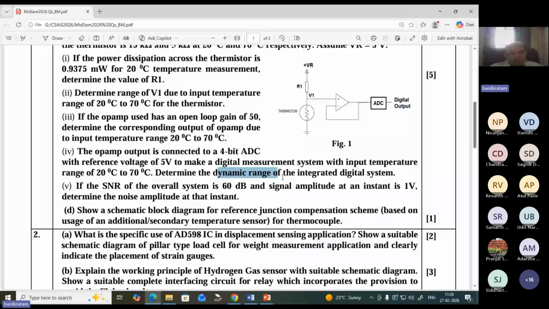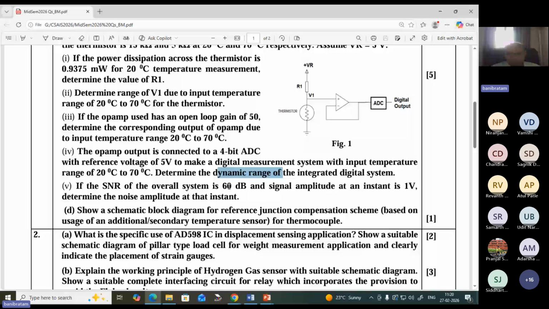Okay. Then SNR, that is your signal to noise ratio. The signal to noise ratio is given, and the signal value is given as 1 volt. So you have to find out the noise, because 20 log, so this is in dB, that means 20 log of signal divided by noise equals 60 dB. So that means signal by noise will be 1000, because for 60 dB, 20 log of that ratio is 60. So that is 10 to the power 3, that is 1000.